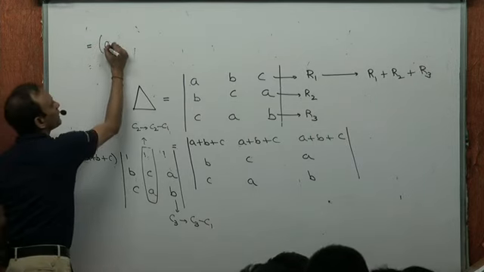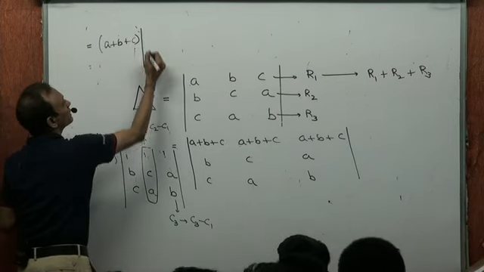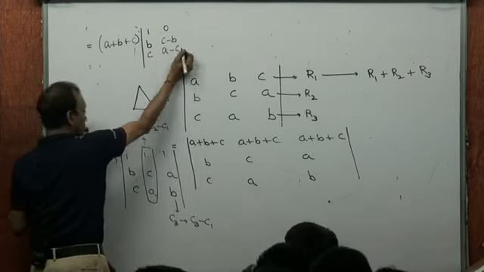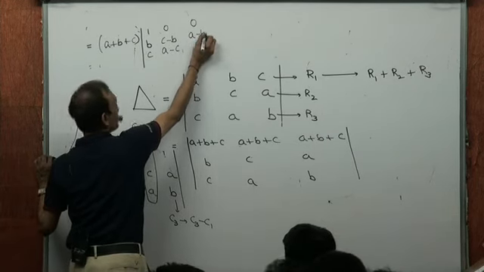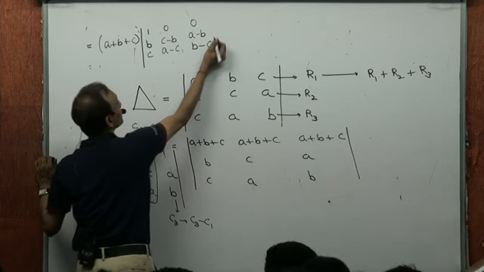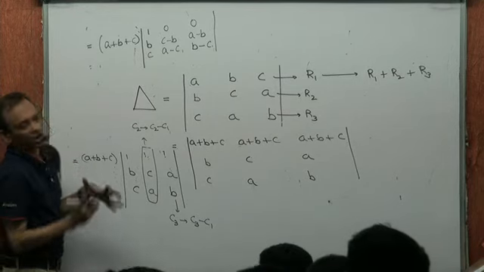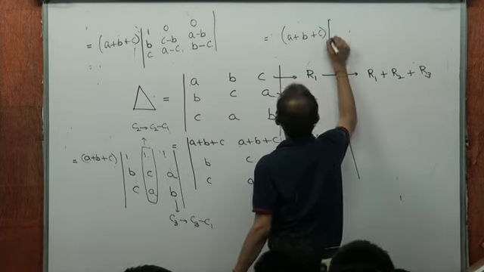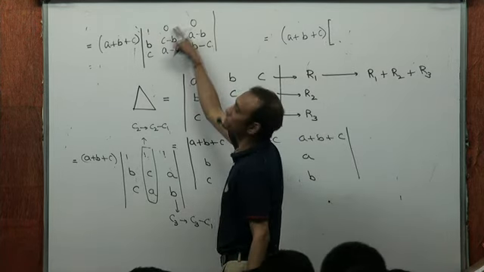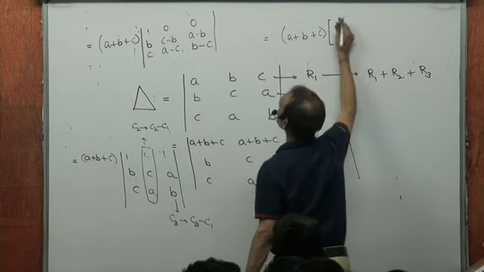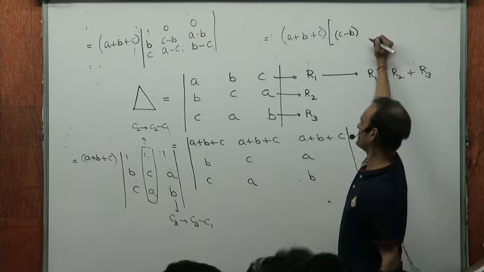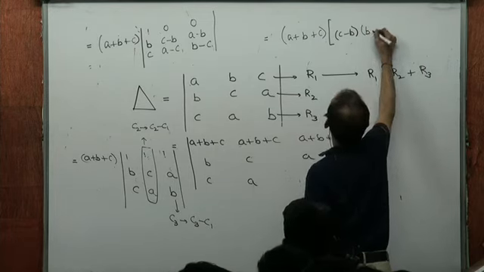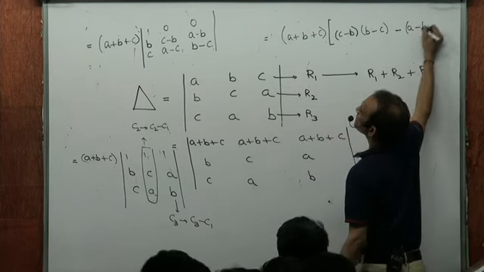So this determinant will become a plus b plus c times the determinant 1, b, c; 0, c minus b, a minus c; 0, a minus b, b minus c. You realize what I did here? Now expand it. It's easy to expand this because of a plus b plus c, and then 1 into this minus this into this. The other two will be 0 when I expand about the first row. So I'll simply have c minus b, b minus c, minus a minus b, a minus c.